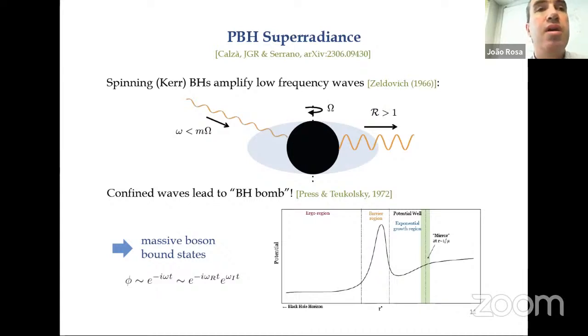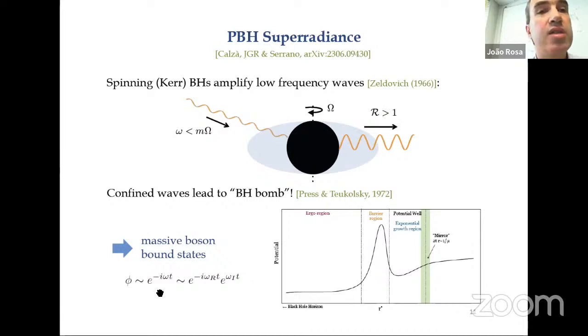It gives an instability effect that they called the black hole bomb, because at some point the radiation pressure will be so large within this mirror that the system would in principle explode. But we don't really need a mirror. That's a thought experiment. You just need to confine the waves. And fortunately, nature provides us with a way to confine waves, which is looking at massive waves or massive fields, because they feel a non-trivial potential in the black hole's spacetime. In particular, there's a potential as a result of the gravitational potential of the black hole and the angular momentum barrier. So you can create bound states.